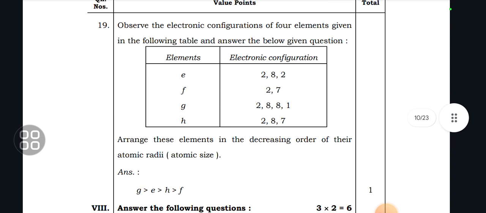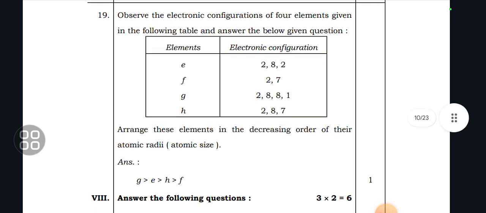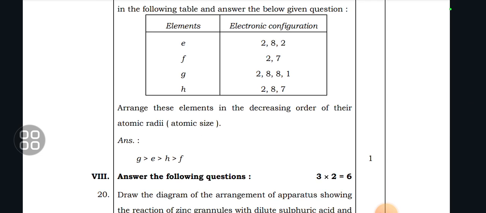This is another super important question frequently asked in the examinations related to periodic classification of elements. Some elements will be given in the examples like E, F, G, H, and electronic configurations are provided over here. Various types of questions are asked on the periodic classification of elements based on the modern periodic table. They will ask the questions related to it in different ways.